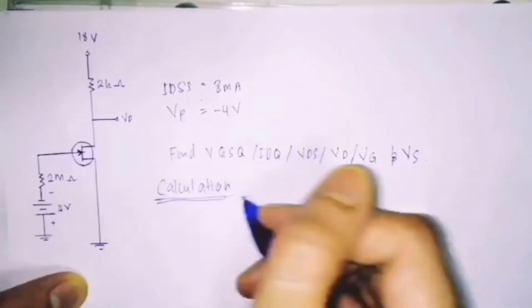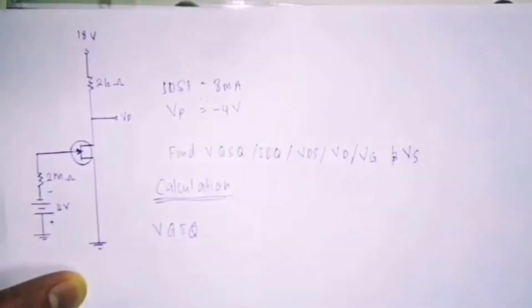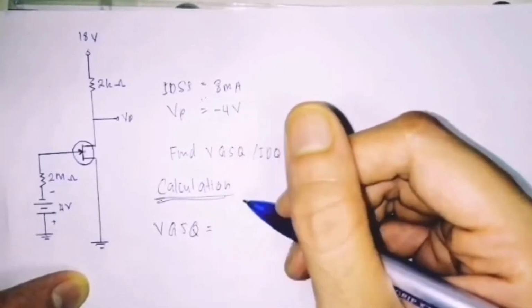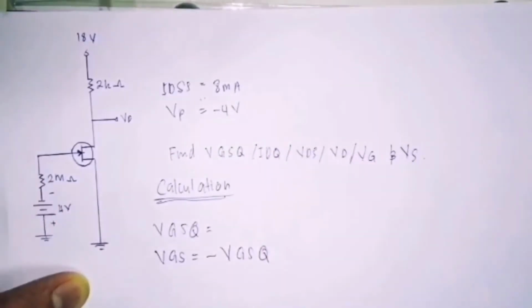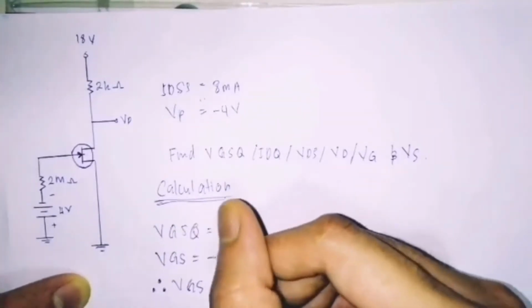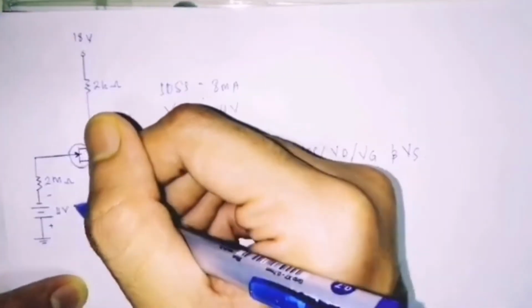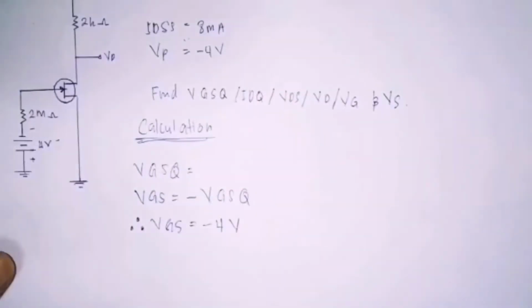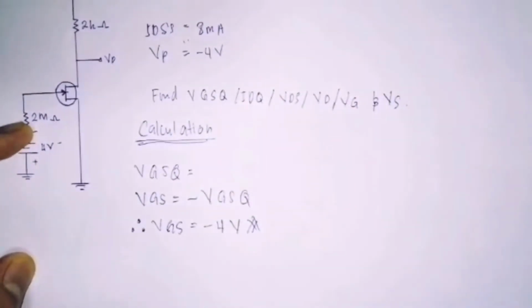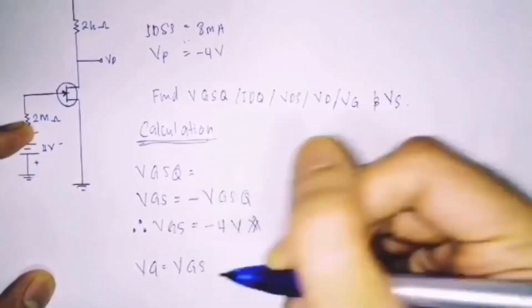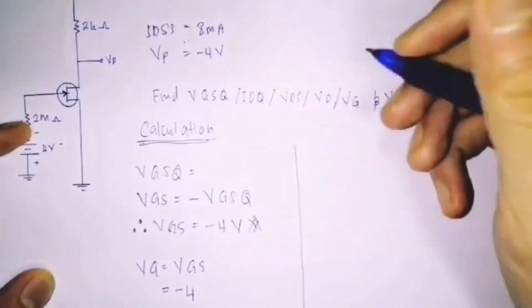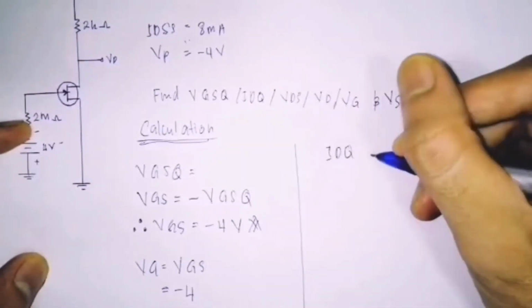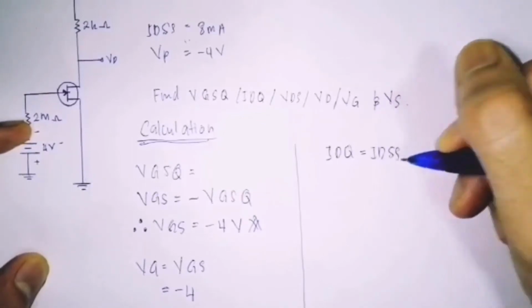Okay, how to find the solution? This is the calculation. First we can find the VGSQ. The formula is VGS equal to negative VGG. Therefore, VGS equal to negative 4 volt. Then we know that the VG equal to VGS, so it is the same, negative 4. Alright, how to find the IDQ?